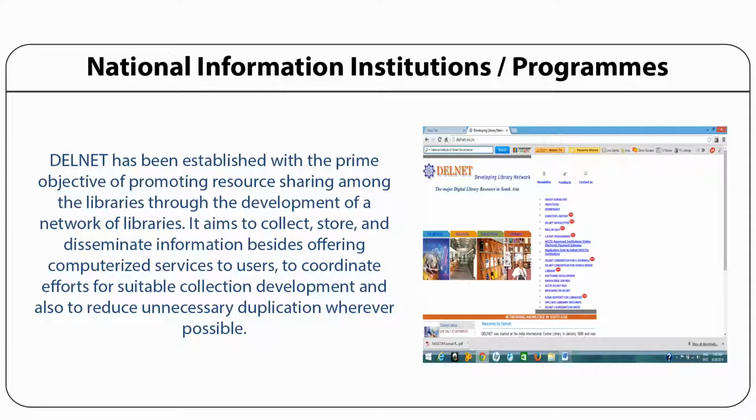For example, a particular book requested by a user is not available in your library, because every library cannot have all the resources. So what will you do? If you take the membership of Dilnet, then in that case, you will come to know which library is having that particular book.